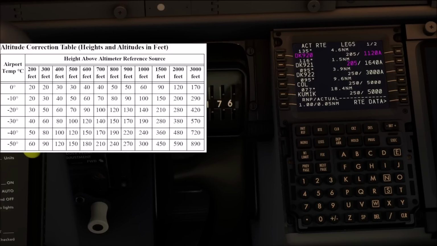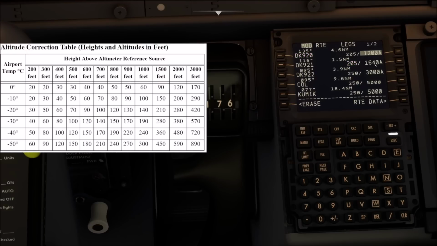We can see our first altitude restriction is 1,120 feet, minus the airport elevation gives you roughly 800 feet. Looking into the table, for 800 feet we need to add 80 feet to our altitude restriction. In other words, the first restriction is Delta Kilo 920, which used to be 1,120, is now going to become 1,200 feet or above. So we are going to enter that. Let's continue with the second one.